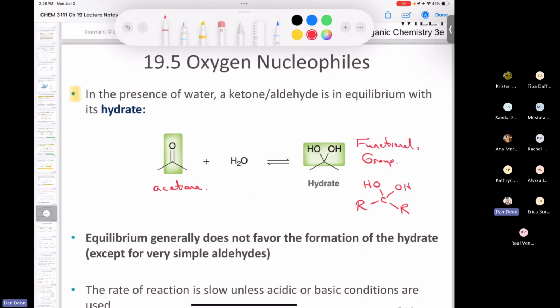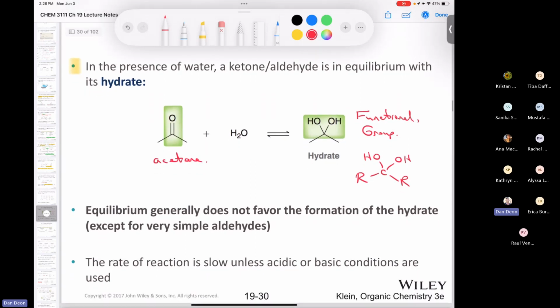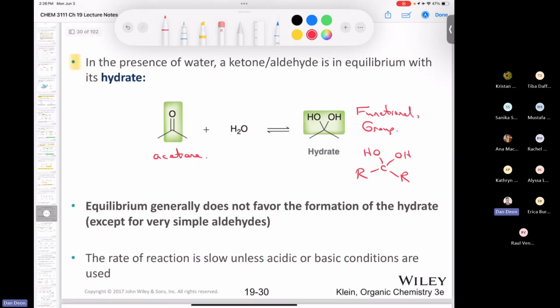And it says here that equilibrium, generally speaking, does not favor the formation of the hydrate, except for very simple aldehydes. An example would be formaldehyde. Formaldehyde actually mostly exists as the hydrate in water. But again, you don't need to have that memorized or anything. You need to know that when you take a ketone or an aldehyde, put it in water, you end up with some of the hydrate, okay?